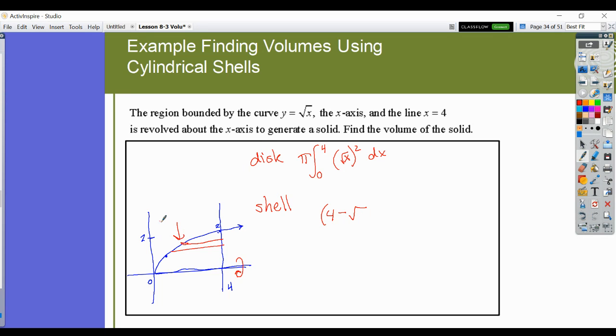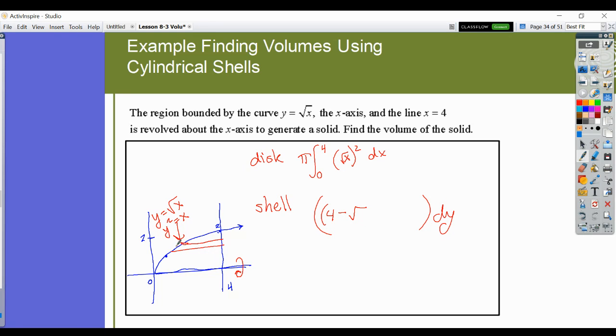This function right here is y equals square root of x, otherwise known as y squared equals x, or x equals y squared. So when you want to do the shell method, when you're rotating around x, you're actually going to integrate with respect to y. So it's always the opposite of the way you're rotating. So since we're rotating around x, we're actually going to integrate with respect to y.